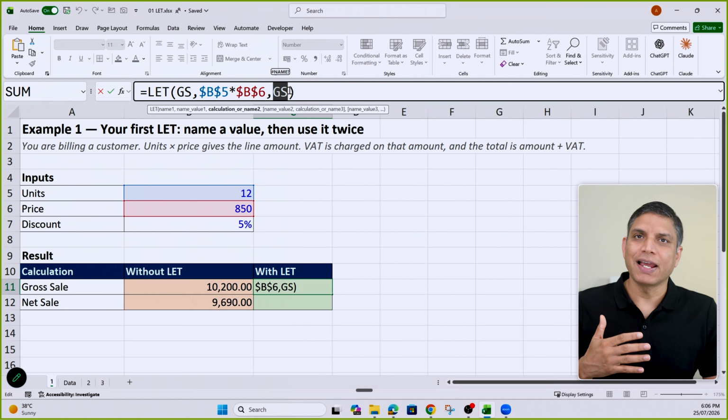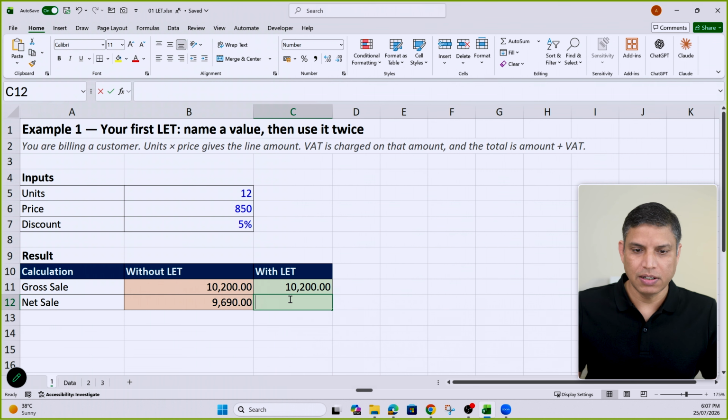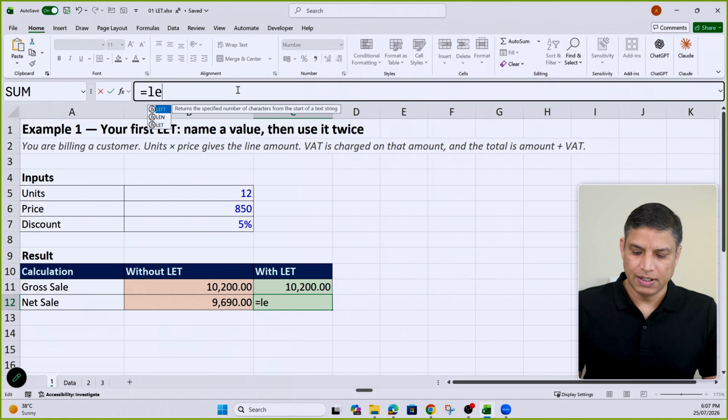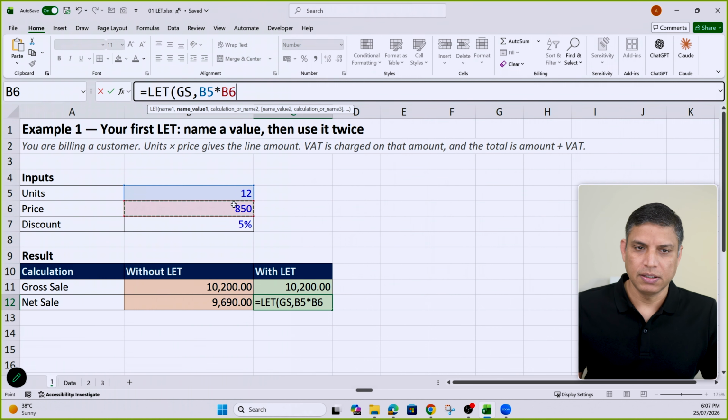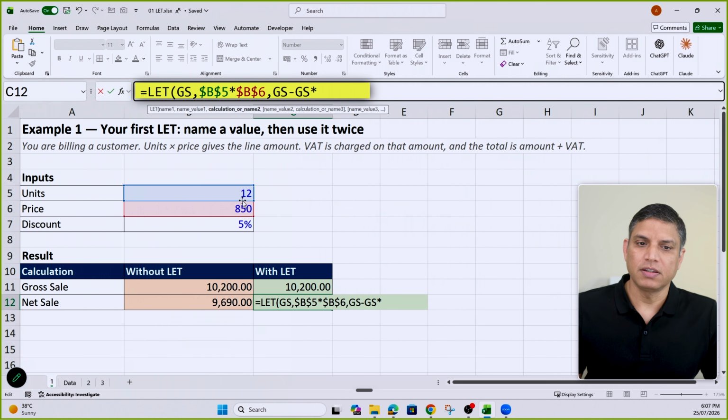But now let's extend it a little more. I'm just copying this, or maybe I can write it again. Let GS, what is GS? GS is nothing but this multiplied by this cell. That's my GS, gross sales in dollars available to me. Then the calculation which I am about to type next is GS, gross sale, plus or minus GS multiplied with my discount value, and close the bracket.